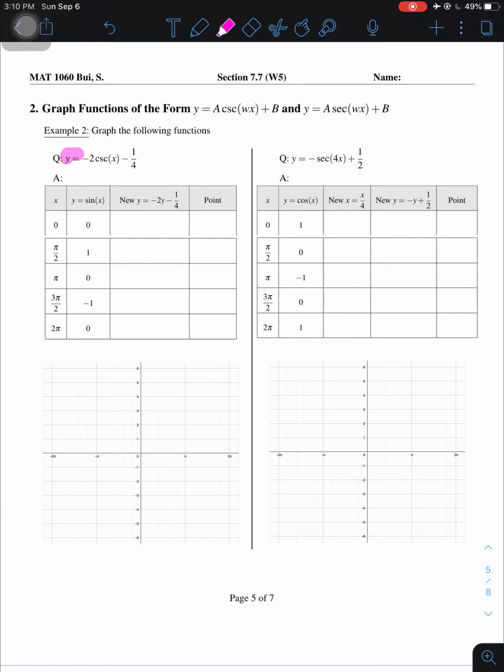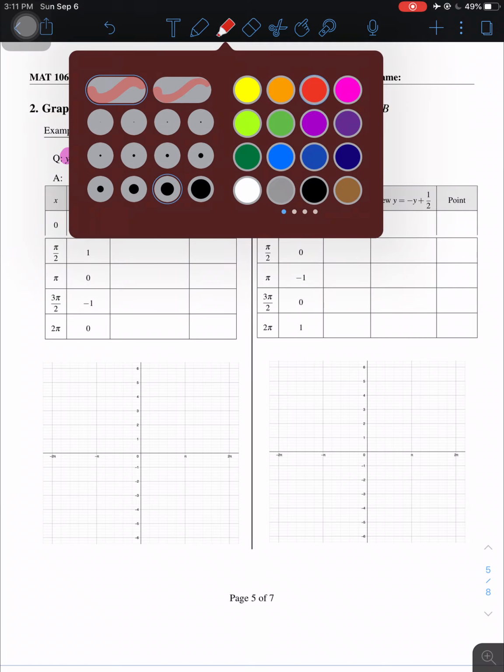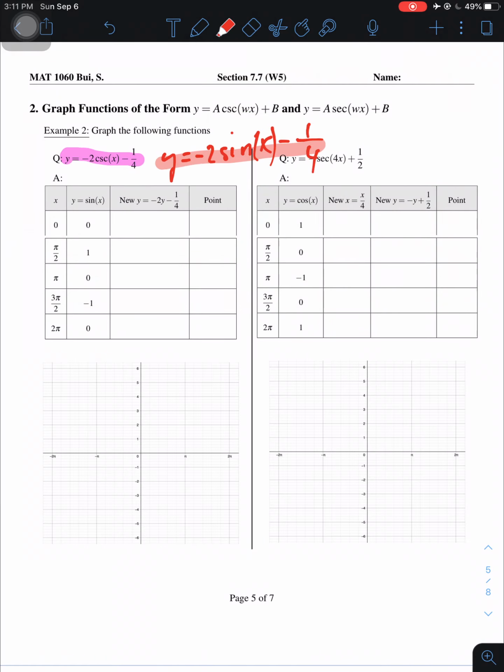Okay, that's a bad mark. There we go. And then let me write out its reciprocal. y equals -2. The flip of cosecant is sine, right? Of x, and then -1/4. And let me put this one in red highlight, just so you know, color code. If you notice, the only thing that's different between my pink highlight and my red highlight is the function itself. In the pink one we have cosecant, in the red one we have sine, but all the numbers are the same, okay?